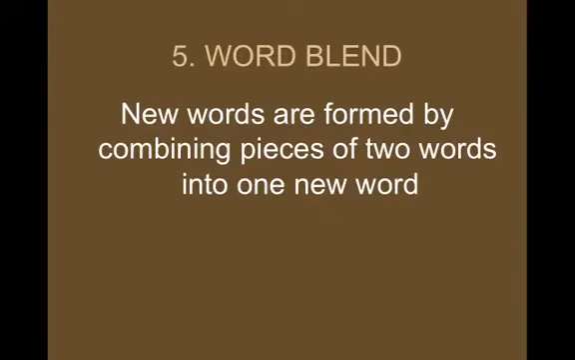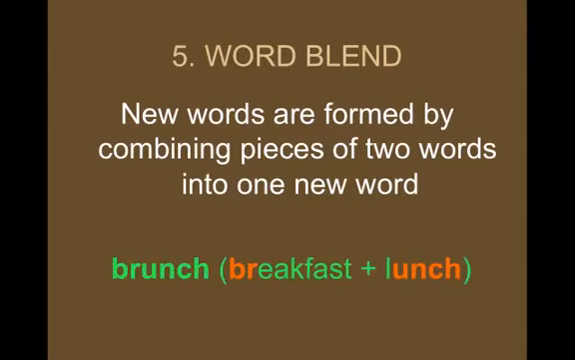Number 5 is word blends. This is when new words are formed by combining pieces of two words into one new word. So for example, brunch, breakfast and lunch. Part of the word breakfast and part of the word lunch have been pushed together to make brunch. Don't confuse this with compound words. A compound word would be the entire word. If this was a compound word, it would be breakfast lunch. But it's not. It's a word blend because I'm just taking pieces, the front of one word, smushing it with the back of another word to make brunch.